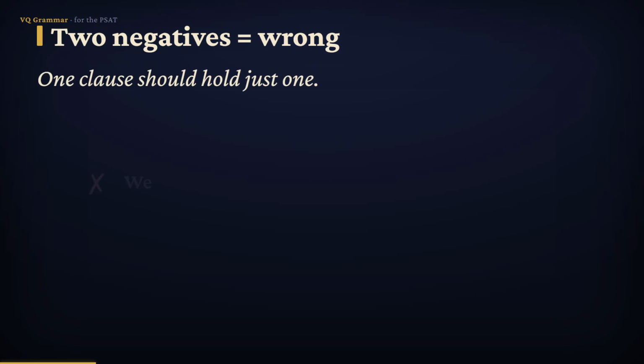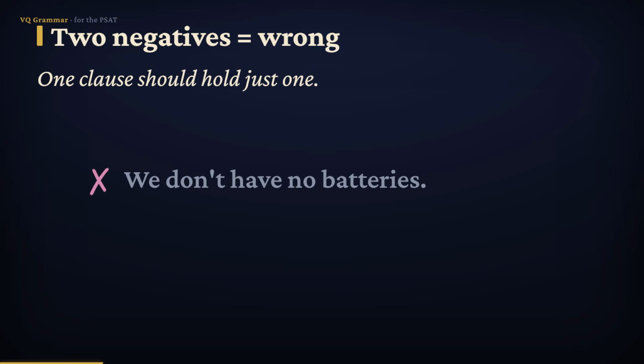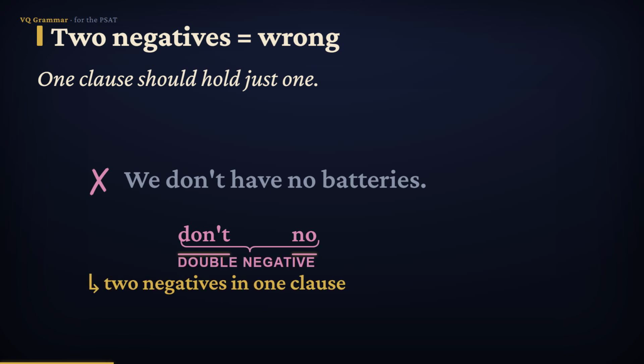Here's the mistake. We don't have no batteries. Listen to it. Don't is negative, and no is negative too. That's two negatives crammed into one clause, and that's a double negative. In standard English, it's wrong because the two negatives fight each other. One negative is all a clause needs to say no.